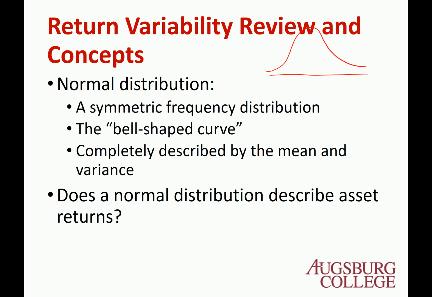This is a symmetric distribution, 50% and 50%. This bell-shaped curve is symmetric, exactly the same. And the beauty of the normal distribution is we can completely describe it by mean and variance. It means the average and standard deviation.